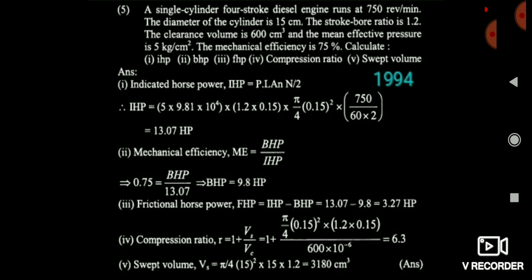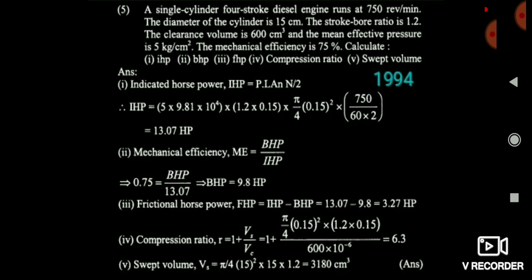I think all of you know that compression ratio is equal to VC plus VS divided by VC. I think all of you can calculate the swept volume VS, that is pi by 4 into D square into L. Friends, here it is given that the stroke bore ratio is 1.2, meaning the length by diameter ratio, L by D, is 1.2. So you should calculate the length, because the diameter is given in the question, so you multiply the diameter by 1.2 and you get the length value, and you can calculate the compression ratio also, that is 6.3.